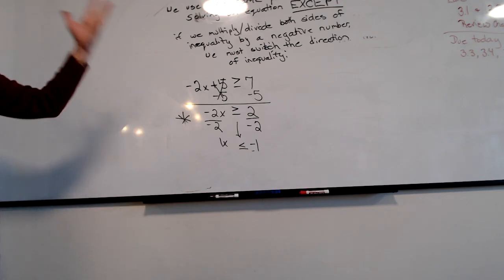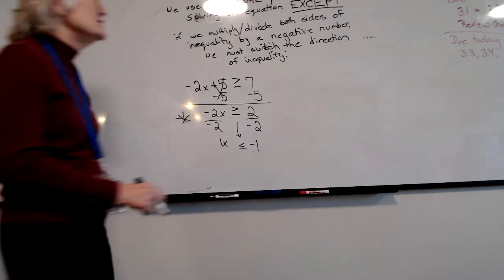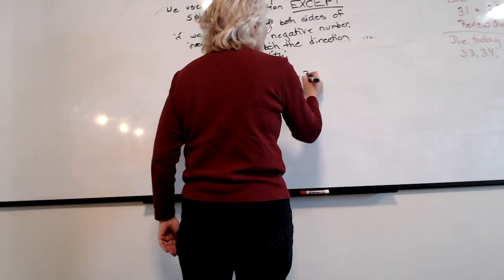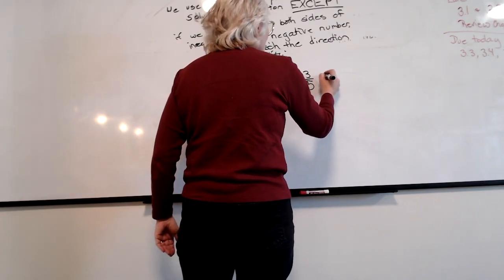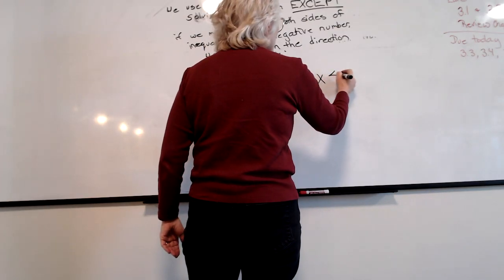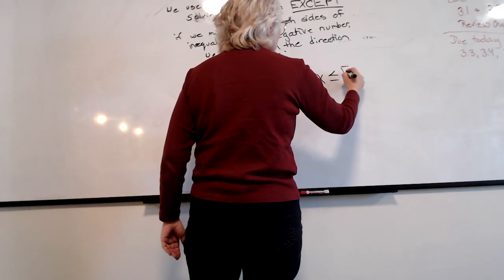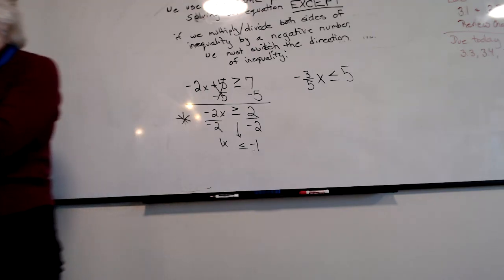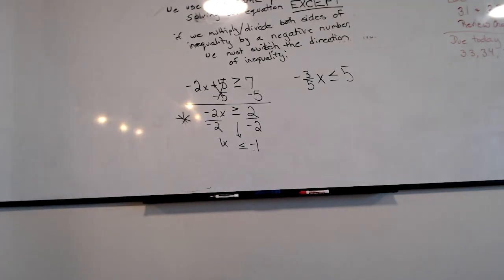Okay, now let's check a multiplication one. This is when you would multiply by a negative number. So let's say we have -3/5 x is less than or equal to 5. Okay. How do I make the number in front of x equal 1? What do I multiply by?